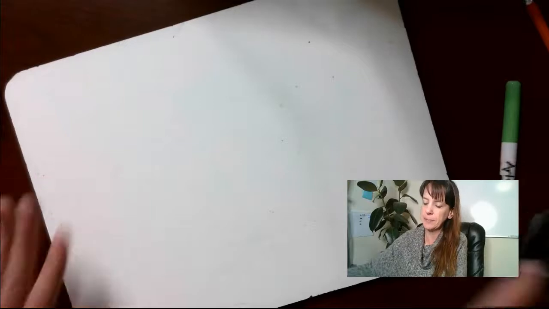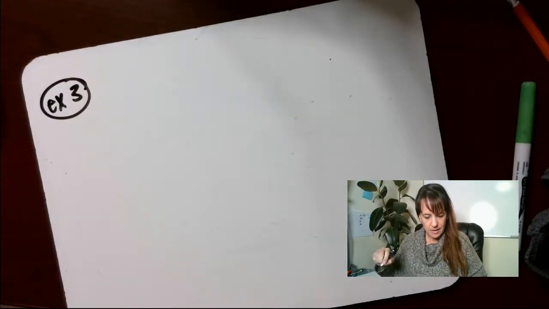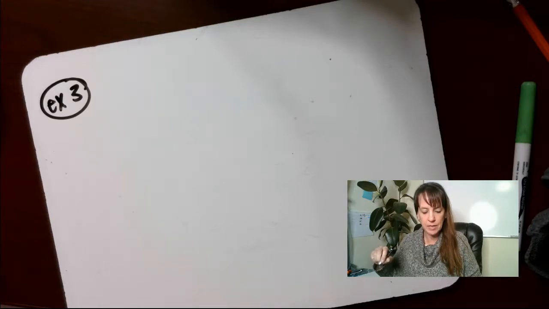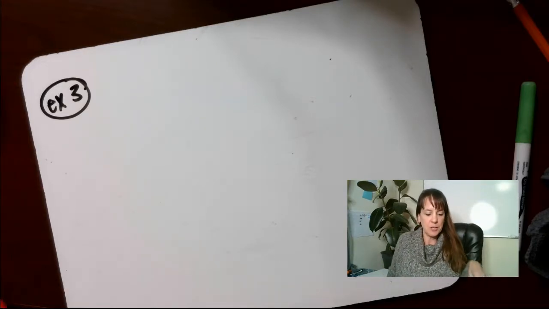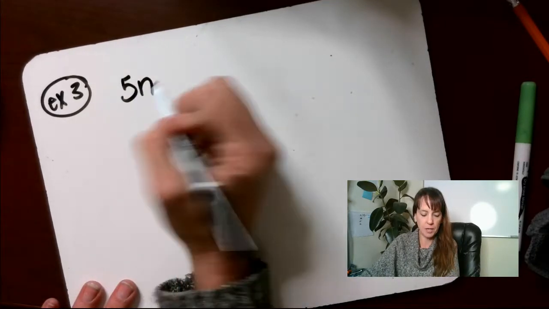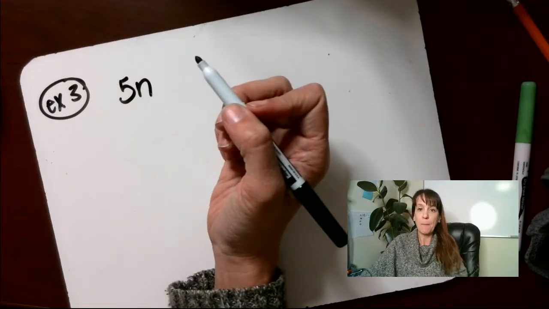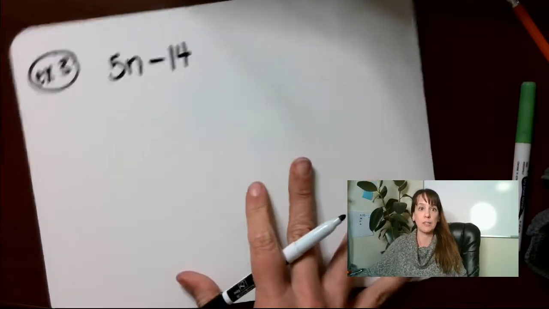Let's try example 3. Find a number such that if 5 times the number is decreased by 14, the result is twice the opposite of the number. What? We've got to take this sentence by sentence, okay? So the first one says find a number such that 5 times the number is decreased by 14. Decreased by 14. This one you can go in order. It's not less than, okay?